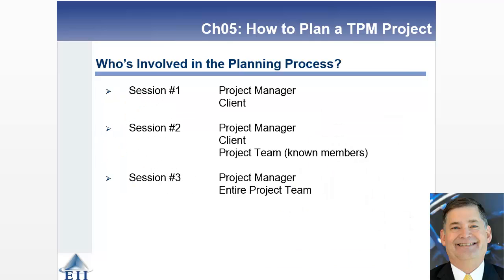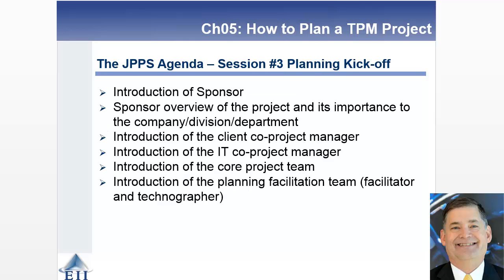So here's who's involved, and as you see, it kind of grows. You start off with just the project manager and the client doing the conditions of satisfaction. You then move into having the project team, those members that are known at that point, join. And then finally, when you get down to this point, you've got the entire project management team and the project manager as you're working through that work breakdown structure, building a project proposal, and looking at the network diagram.